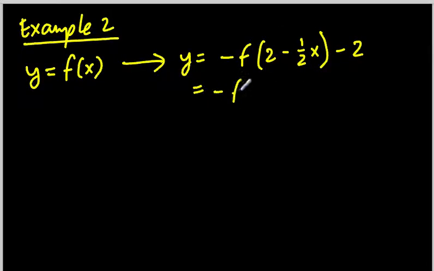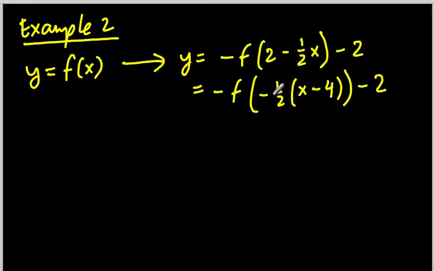So it's negative f, and it's going to be negative half, and it's going to be x minus 4, minus 2. Why is it minus 4? Well, negative half times x is negative half x, and negative half times negative 4 is positive 2.